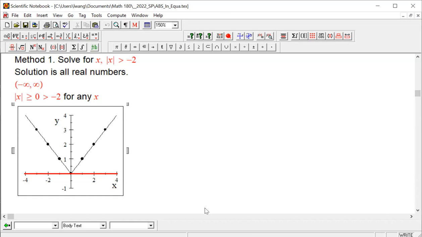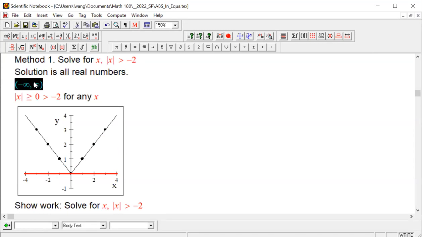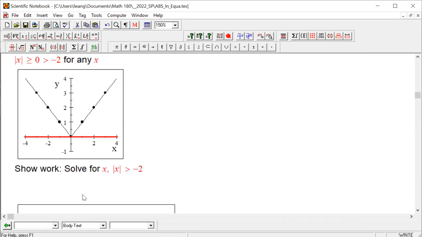So how do you show work here? The key is that you must understand this concept, this narrative, the meaning of symbols, right? In terms of showing work, this is how much you need to show. For x, you can just simply say, if you want to, you can tell the reader this is the solution.